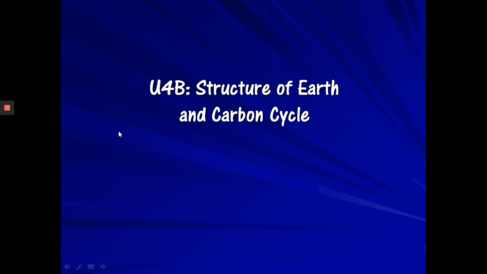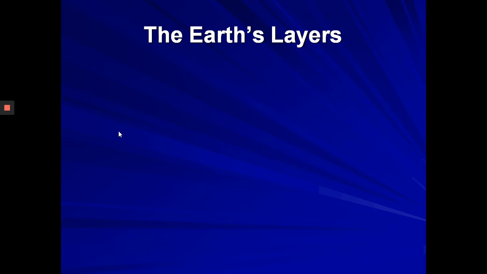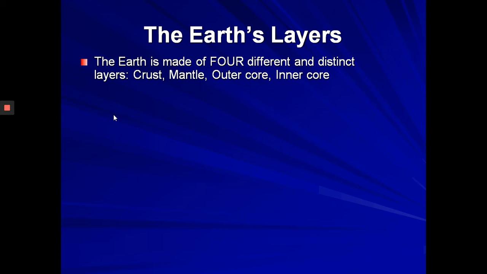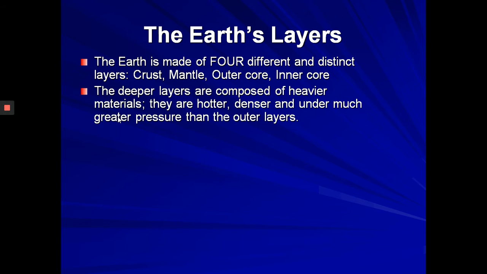Okay, the first part of Unit 4, Section B is the structure of Earth and carbon cycle. The Earth layers. The Earth is made of four different and distinct layers: the crust, mantle, outer core, inner core. And yes, you do need to know these four different layers and what they are like.